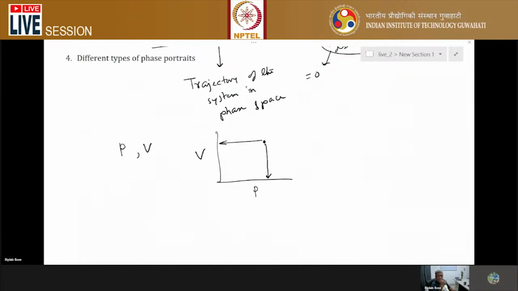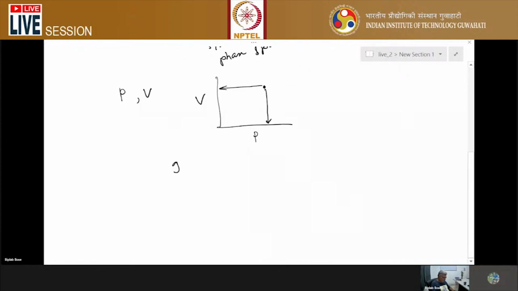Now, similarly, if you are talking about a biological system, suppose you want to characterize the behavior of a cell in terms of a single gene, gene X. You want to know how X is changing with time. So this is my phase space. Here the system may change like this, with time it may change. So this is my trajectory.